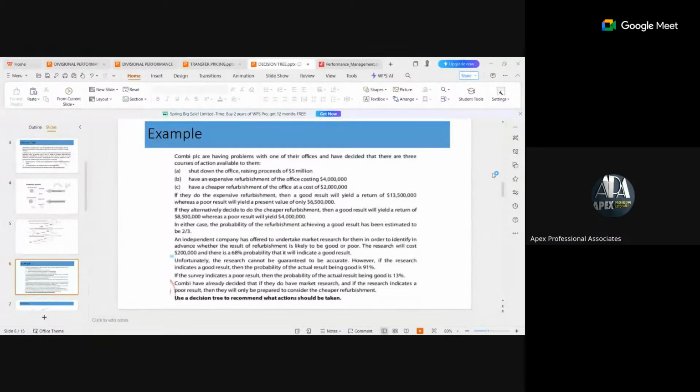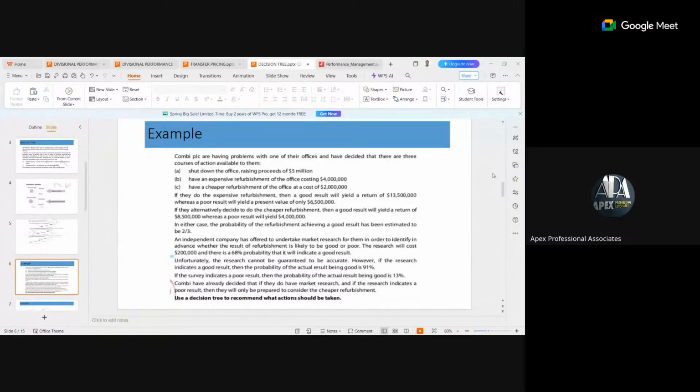So if they alternatively decide to do the cheaper refurbishment, then it means the cheaper refurbishment is also having 2 chances. That is good and bad. So if they alternatively decide to do a cheaper refurbishment, then a good result will yield an expected return of 8.5, whereas a poor result will yield what? 4 million.